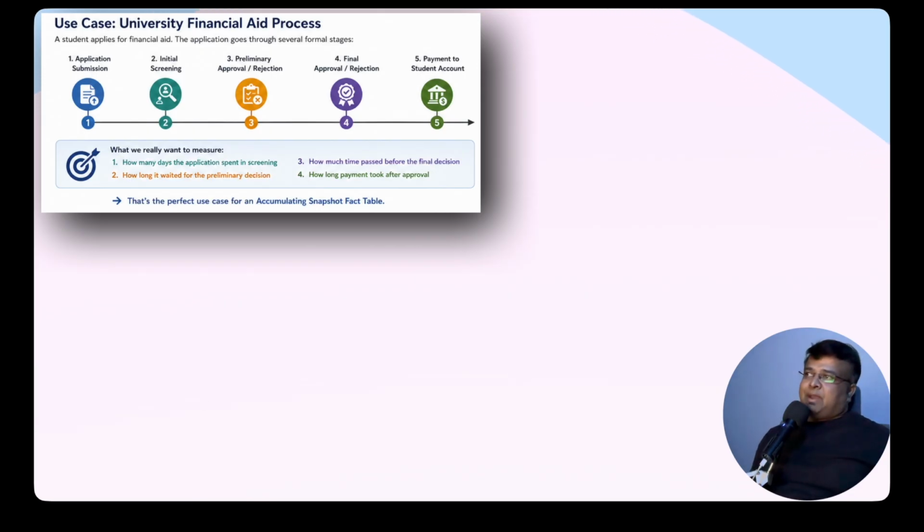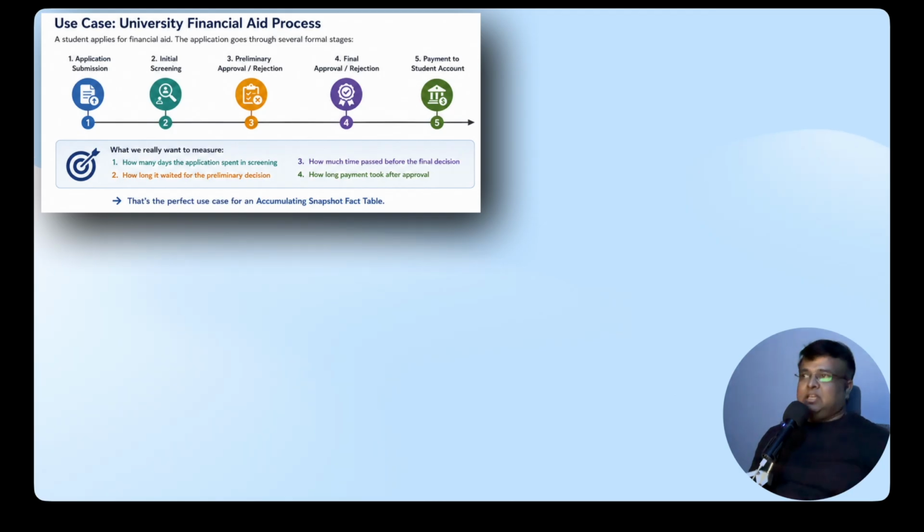Imagine a student applies for financial aid. The application goes through different formal stages, that is maybe application submission, then it goes for initial screening, then preliminary approval or rejection, and then final approval or rejection, and lastly the payment to the student account. What we really want to measure here is how many days applications spent in the screening, how long it waited for the preliminary decision, and how much time passed before the final decision was made, and how long payment took after the final approval. That is the perfect use case for accumulating snapshot fact table.